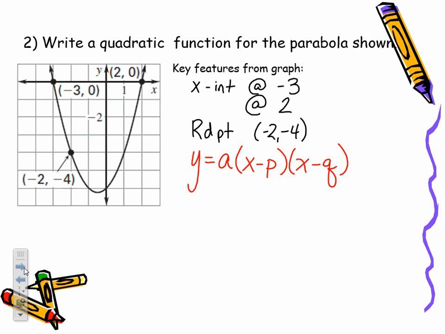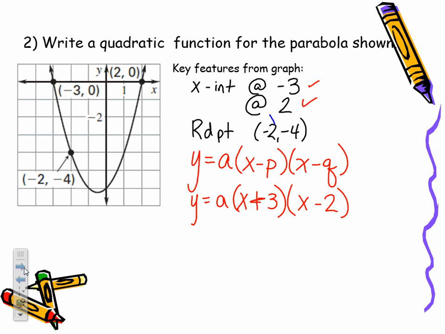We know the intercepts are at -3 and +2. So I'm going to plug those in where I see the p and the q. y equals a times (x, plugging in, there's a subtract sign, then I'm going to plug in -3. Well, that's like adding) times (x minus 2). So I plugged in the x-intercepts where they go. And then I'm going to plug in the random point.